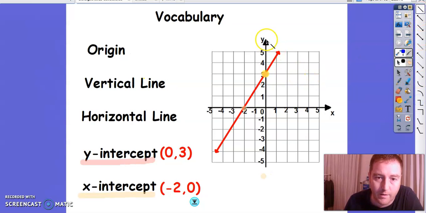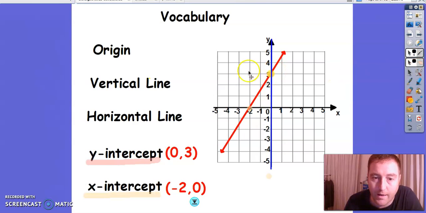Well, there's the y-axis like that. And the red line is crossing it at that point there. You can see that point there. So that number 3 there, 0, 3, is called the y-intercept. It's where a line crosses the y-axis, the blue line. That's really important in the equation of some straight lines. The y-intercept, where it crosses the y-axis.